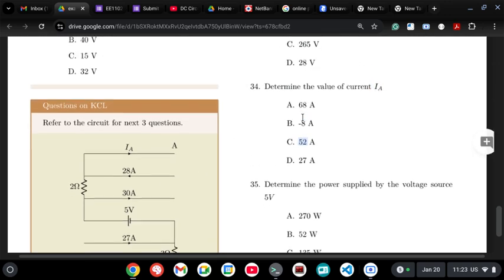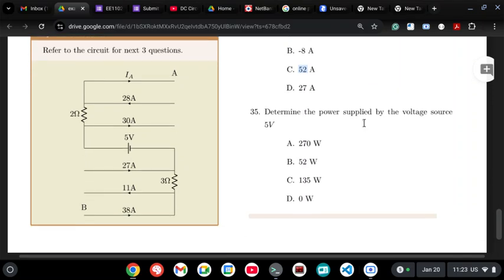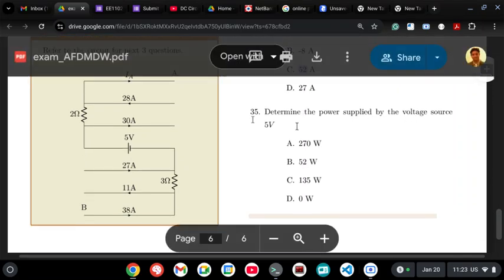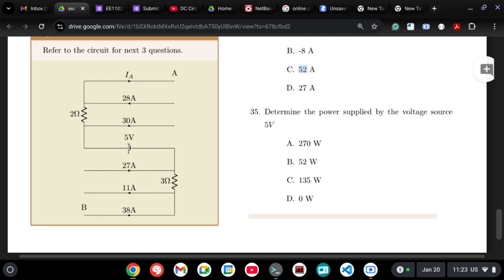And last one, determine the power supplied by the voltage source of 5 volts. What is the power supplied by the 5 volt voltage source? Power is current into voltage. So what was the current in this line? You remember? 54. So 54 into 5. Okay, so that is how much? 270. Whether this 270 is the question is power supplied. Okay, so whether it is positive or negative.